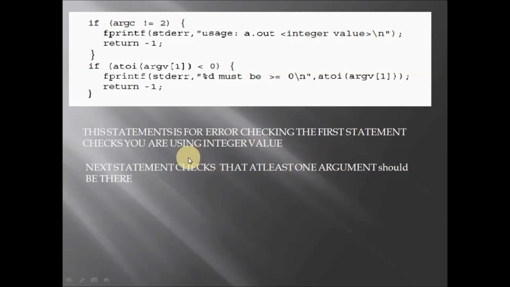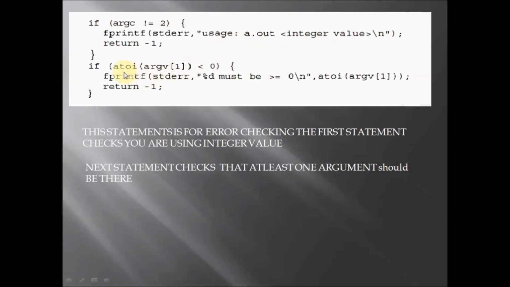It checks for using the integer value. What is the input I have to give to this program? My input value is 5. I should not give a floating point value. It should not be 5.0. If you give a floating point value, then it is an error. It will display a message that you should enter an integer value. So in my program I need to enter an integer value, and if you enter a floating point value, this will show the error.